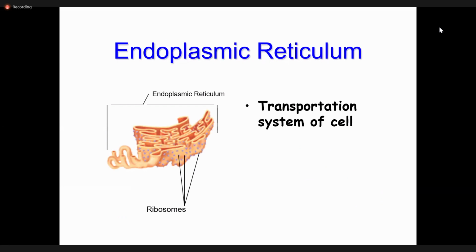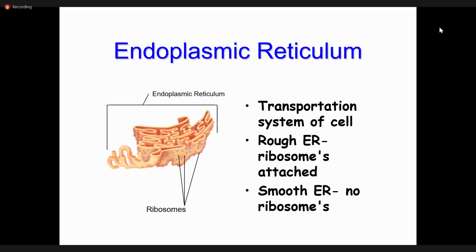Next is the ER, endoplasmic reticulum. It is the transport system of the cell. Whatever proteins, carbohydrates or other things, it transports through the endoplasmic reticulum. In the rough endoplasmic reticulum, ribosomes are attached; the smooth endoplasmic reticulum has none at all. It is called the roadway of the cell. It transports these proteins, because the proteins synthesized by the ribosomes attach to the endoplasmic reticulum.